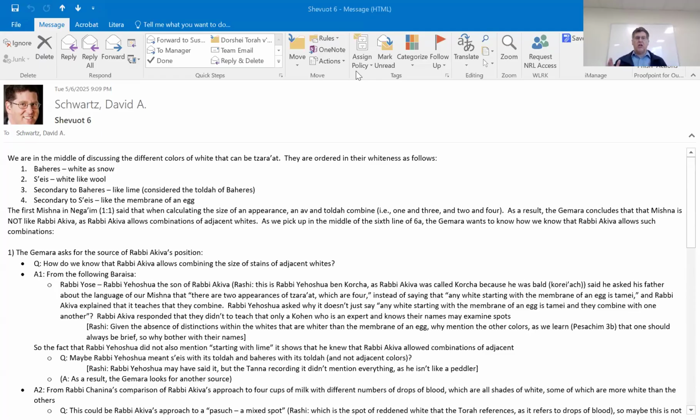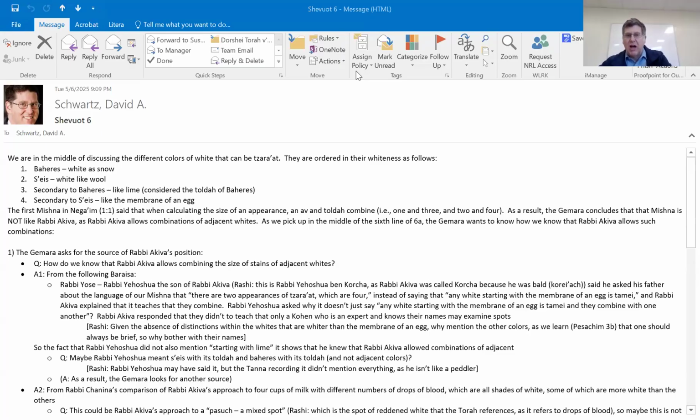So the question is, where do we know that? How do we know that Rabbi Akiva says that what we focus on is just the ones that are next to each other, and not like the first Mishnah in Negaim, which says that you focus on 1 and 3 and 2 and 4? You look like you have a question. No, I'm just pondering what you're saying.